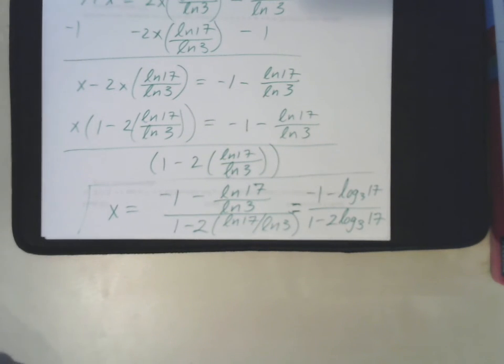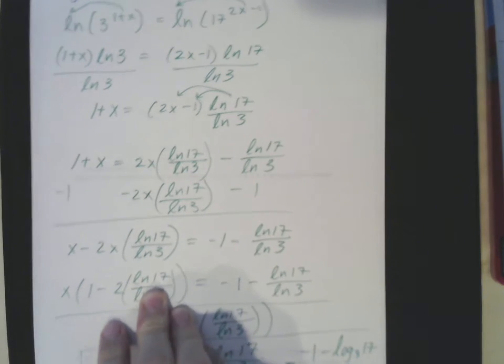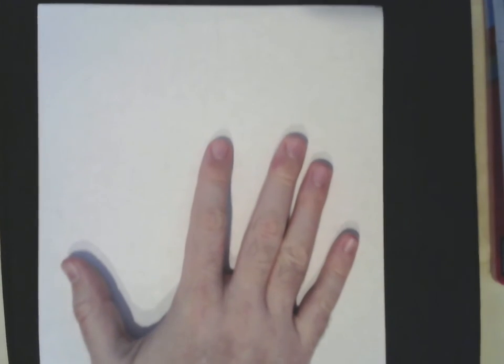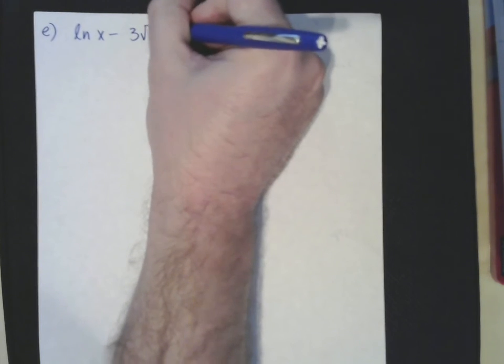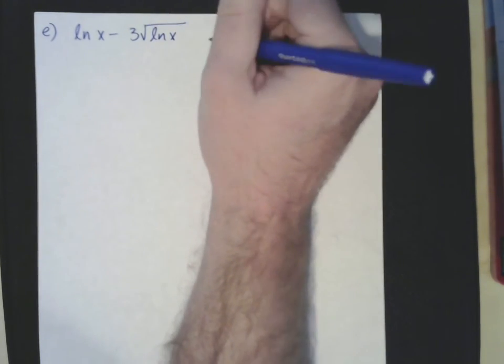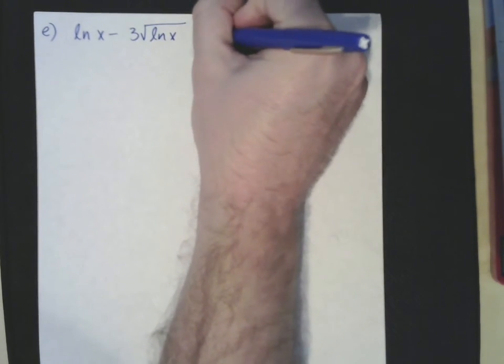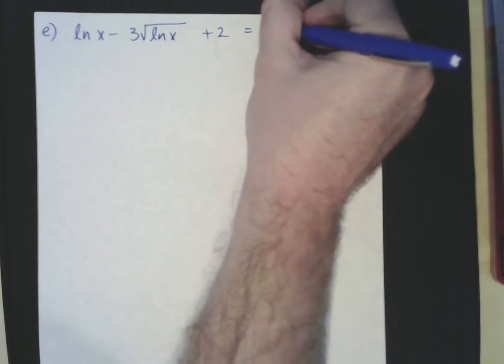Okay, so let's try another one here. So that was a hard version with exponentials. Let's look at a hard version with logarithms. So this is E: ln x minus 3 square roots of ln x plus 2 equals 0.